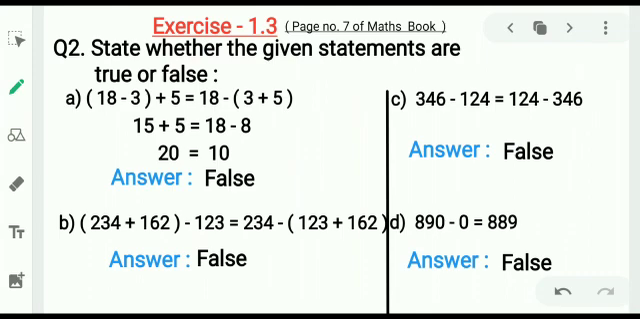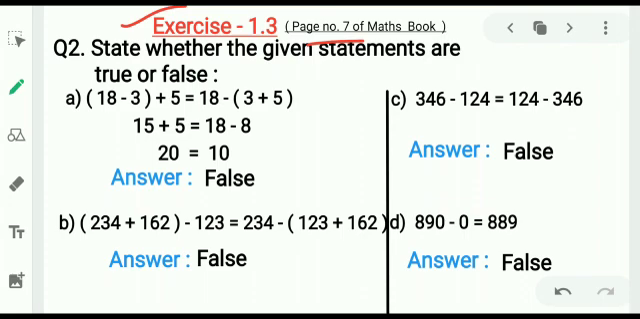Now we have a few questions which we have to solve. It is exercise 1.3, which is given on page number 7 of your book. Question number 2: state whether the given statements are true or false. Here some statements are given, and we have to tell whether each is true or false.